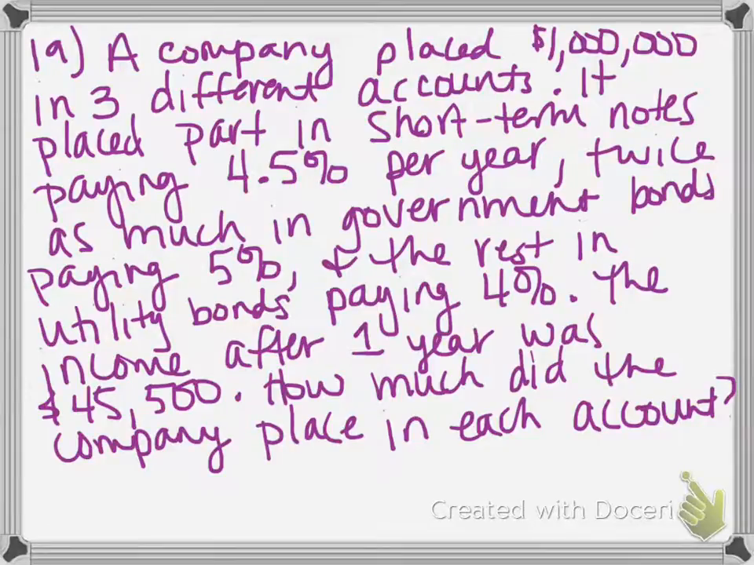All right, so our second word problem is number 19 from the book. A company placed $1 million in 3 different accounts. It placed part in short-term notes, paying 4.5% per year, twice as much in government bonds, paying 5%, and the rest in utility bonds, paying 4%. The income after 1 year was $45,500. So how much did the company place in each account?